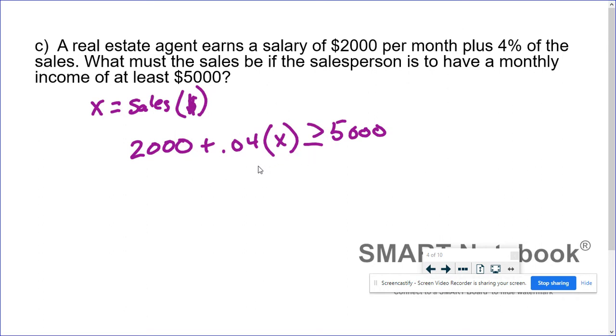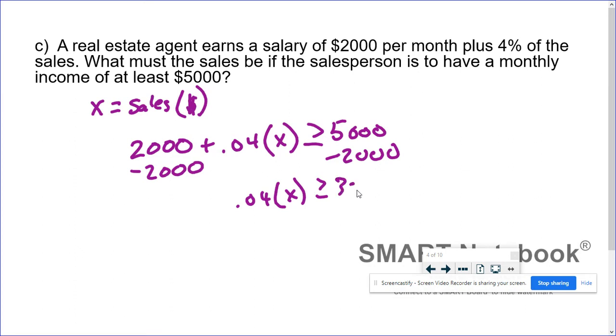Now we're going to solve it. I'm going to subtract 2,000 from both sides. And you get 0.04x is greater than or equal to 3,000. And we're going to divide both sides by 0.04. And you get x is greater than or equal to, I'm just going to use my calculator very quickly.